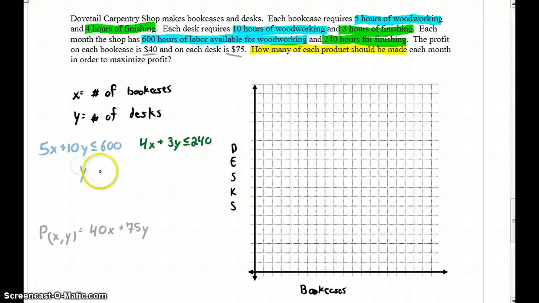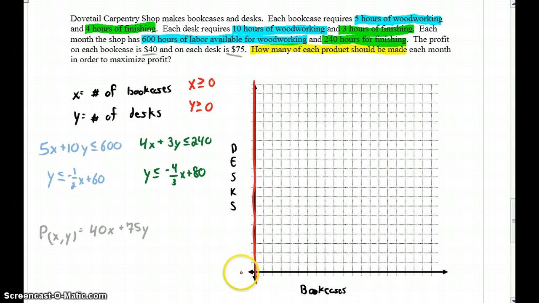Solving for y, I have y is less than or equal to negative 1/2 x plus 60. And on the other hand, I've got y is less than or equal to negative 4/3 x plus 80. From here, let's draw those graphs, or maybe put up the last two constraints, that the number of bookcases he makes has got to be bigger than or equal to 0, and the number of desks he makes has got to be bigger than or equal to 0.